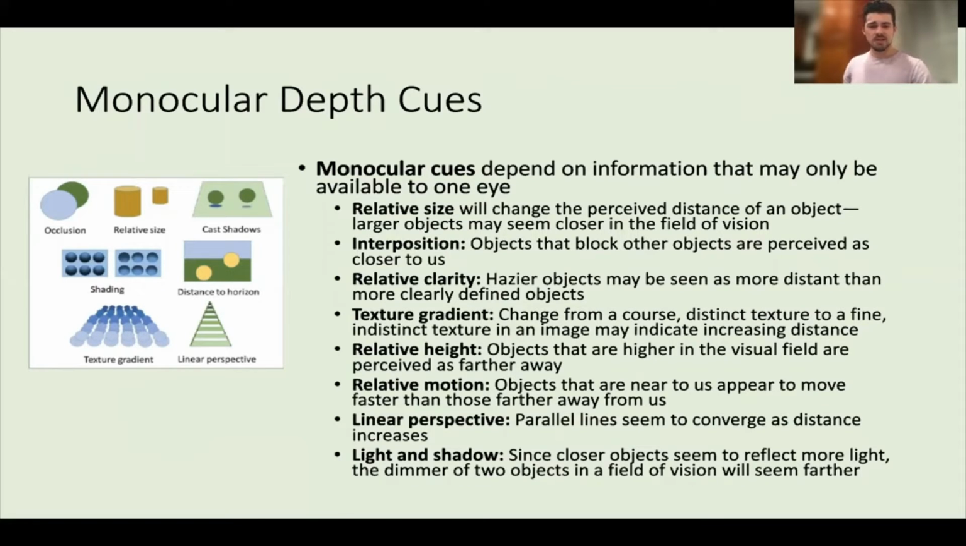So relative size, we do have over to the left, and relative size will change the perceived distance of an object. So larger objects are going to seem closer in the field of vision. So if you look to the left, we see that relative size over here. This cylinder to the left is bigger than the cylinder to the right. So it makes it appear as if this cylinder is closer to us than this one. So that's relative size. Interposition, objects that block other objects are perceived as closer to us. That is also known as occlusion, as you can see over here.